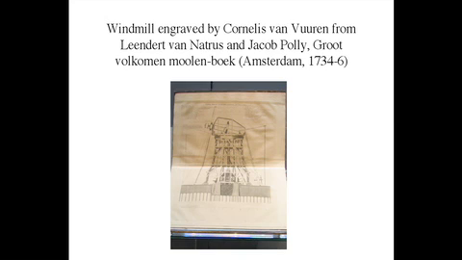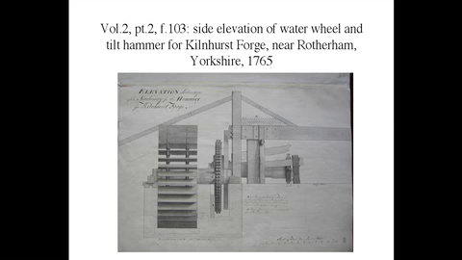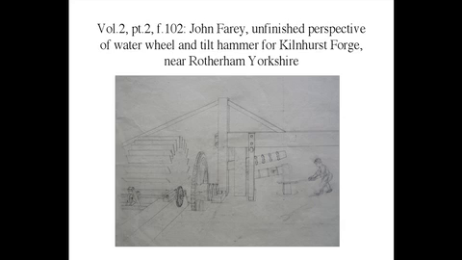Smeaton's 1765 drawings for Kilnhurst Forge, this was a hammer mill near Rotherham, start with a general plan of the forge, and then plans and elevations for the water wheel and the machinery for the hammer, for which Fairy also made an unfinished perspective. You can see that there, and I put them together.